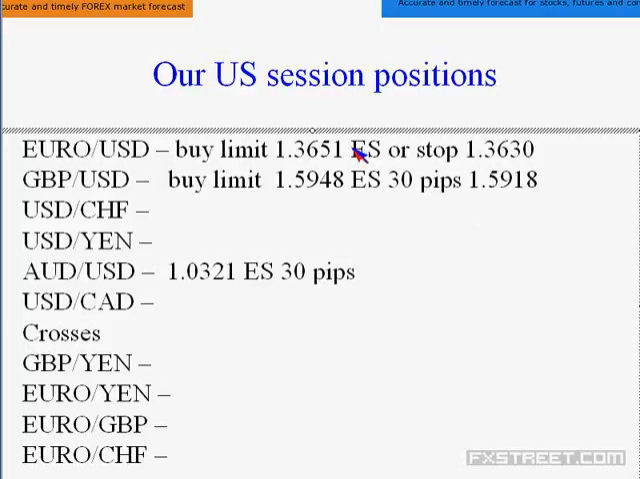So these are all the trades I envisage, and already they have gained the levels in the case of Euro, 1.3681. So they could go up to 1.3744.